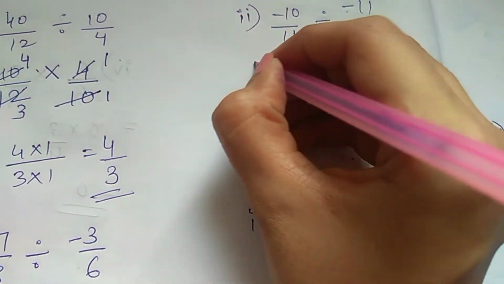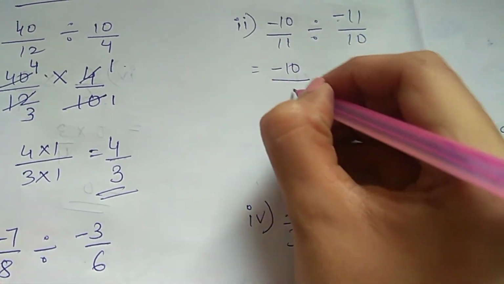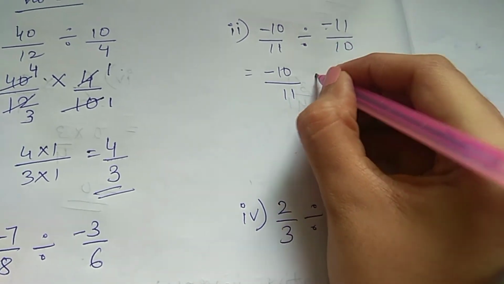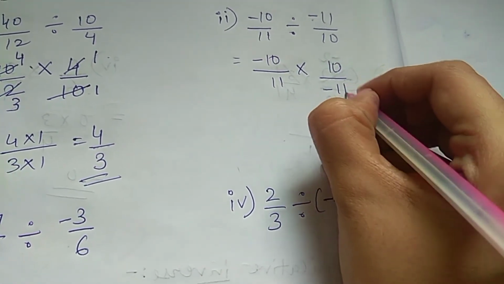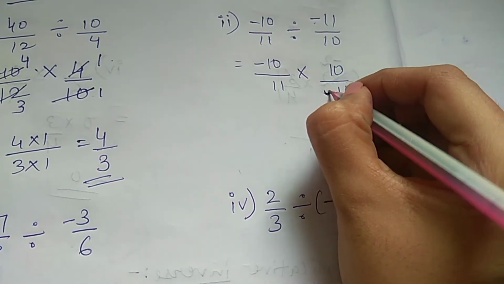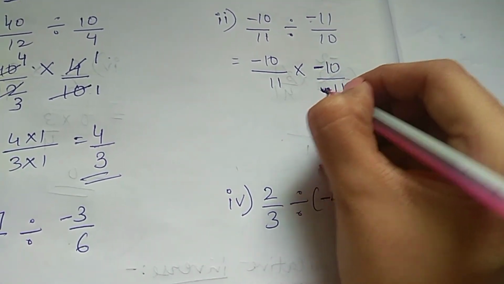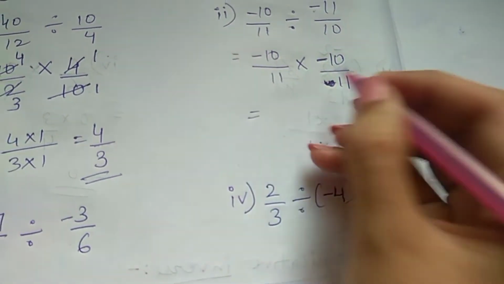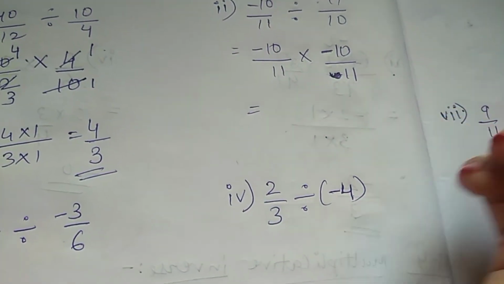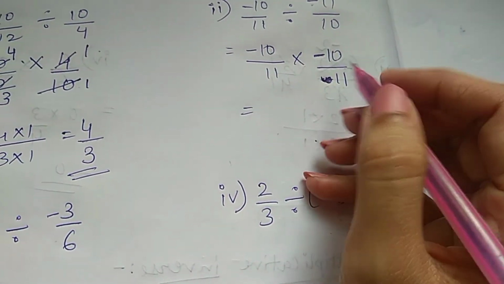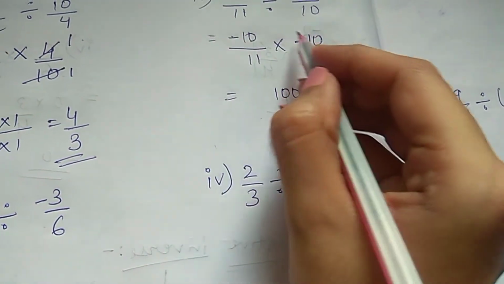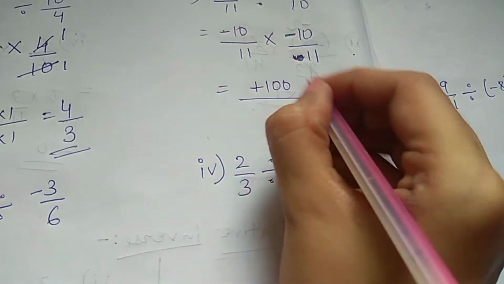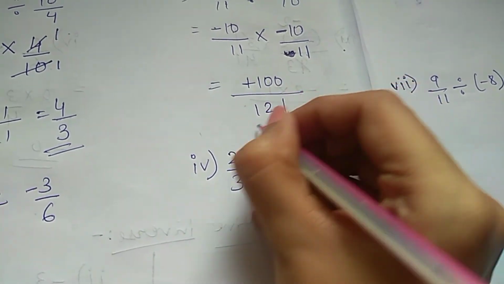Second sum. First rational number as it is, division changes to multiplication, and we write the reciprocal. Sorry, this will be in the numerator. It can't be reduced, as we can see, hence we have to multiply. So 10 tens are 100, minus into minus, plus, 11 elevens are 121.